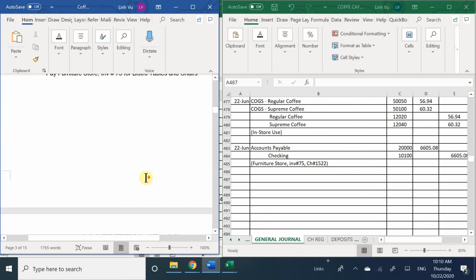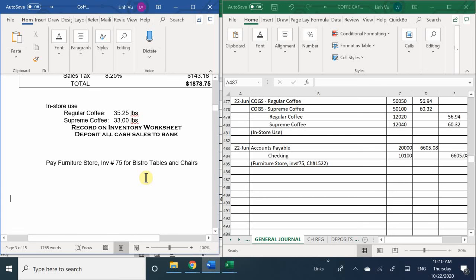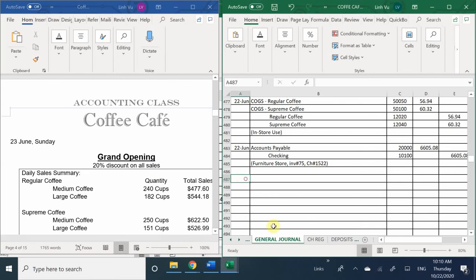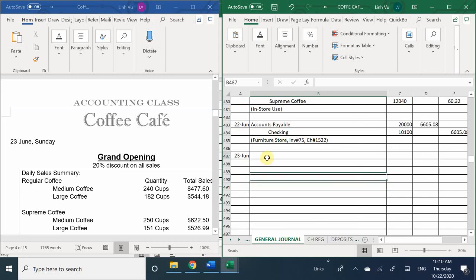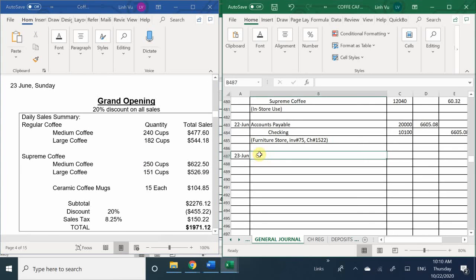Now that all of that has been done and clarified, let's move on to the next day. What happened on the 23rd, Sunday? We sold some coffee. We still have our grand opening sale because we left it for one week, so Sunday is the last day of our grand opening sale.